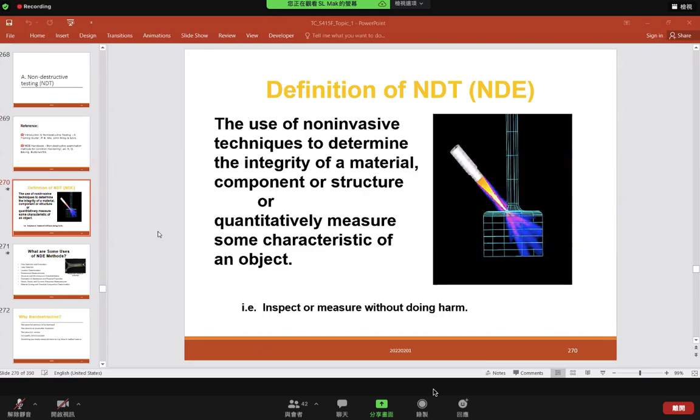Actually, as discussed, it is a non-destructive testing method. It is used to determine the integrity of a material, component, or structure, or quantitatively measure some characteristic of an object. For example, NDT is commonly used to check airplanes and construction material such as welding joints, and we may also use NDT to measure the thicknesses of steel plate used in the boiler or air compressor.